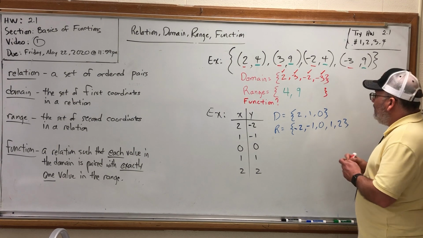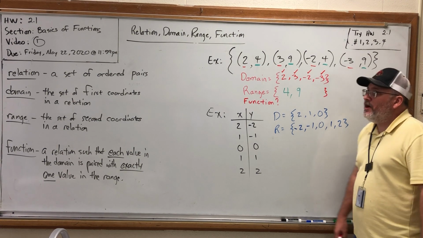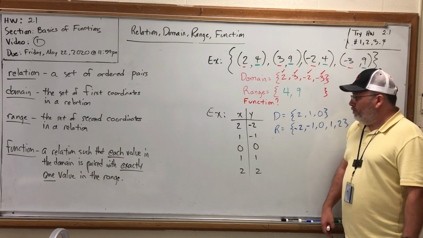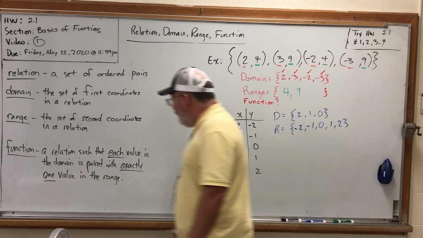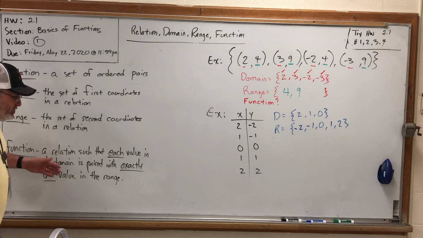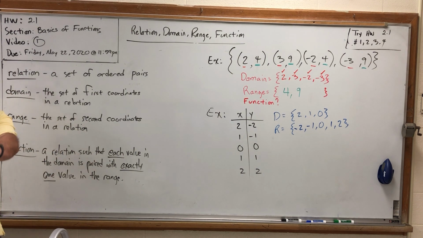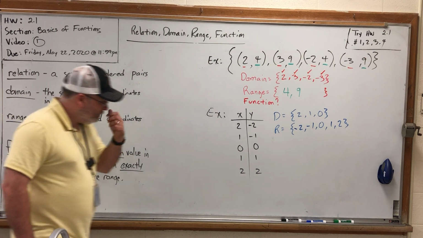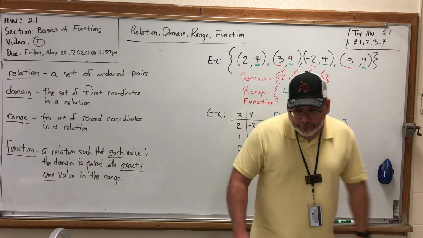Now some of you might be thinking, but wait a minute, 2 and -2 are paired with the same 4. See? You're not wrong, but the definition of a function is a criteria on the domain elements, not the range elements. You only have to ask each domain element, how many values are you paired with? And if every one of them says 1, then you're a function.